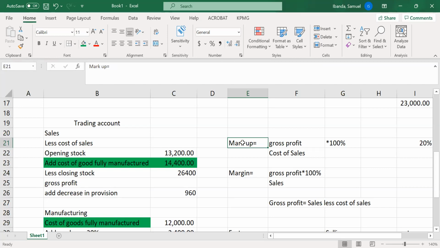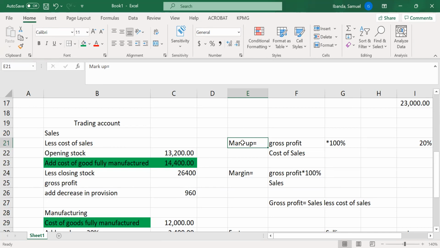Now, markups are so common when we are dealing with manufacturing accounts, because when we are transferring goods, remember, they are at cost level. We've not yet sold them. When we are doing the manufacturing account, whatever we get is the cost. We don't get the sales, so we cannot use the margin. We rather have to use the markup.